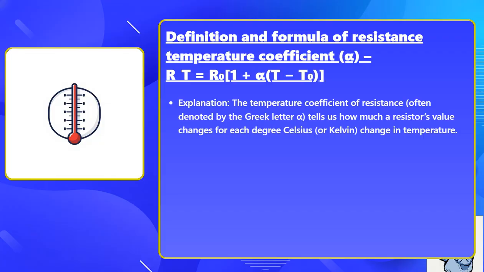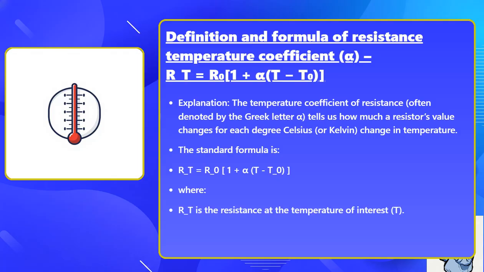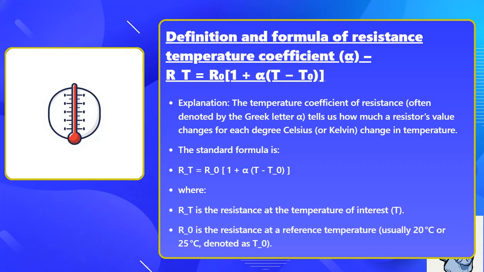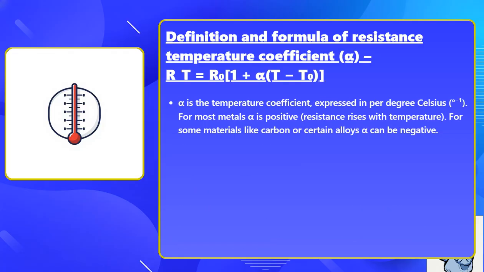Explanation: the temperature coefficient of resistance, often denoted by the Greek letter alpha, tells us how much a resistor's value changes for each degree Celsius or Kelvin change in temperature. The standard formula is R sub T equals R sub 0 times open bracket 1 plus alpha open bracket T minus T sub 0 close bracket, where R sub T is the resistance at the temperature of interest, T. R sub 0 is the resistance at a reference temperature, usually 20 degrees Celsius or 25 degrees Celsius, denoted as T sub 0. Alpha is the temperature coefficient expressed per degree Celsius.